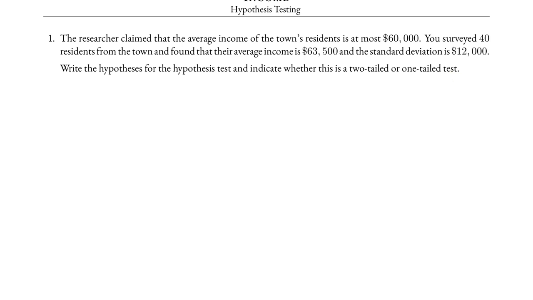We do not need to complete the whole process of the hypothesis test. We only need to write the hypothesis and indicate whether this is the left, the right, or the two-tailed test. To write the null hypothesis first, we specify the claim, the initial claim. The initial claim from the researchers is that the average income of the town residents is at most $60,000.